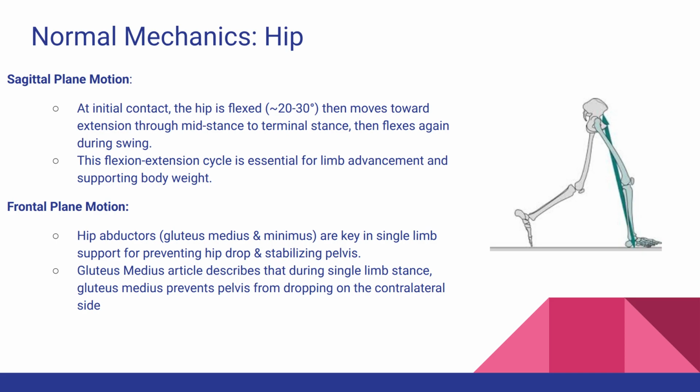Loss of hip extension in terminal stance is one of the most common limitations we see clinically, and it directly reduces step length on the contralateral limb. That means a right hip extension deficit shows up as a shortened left step length.